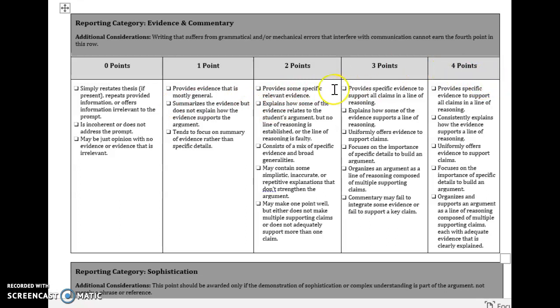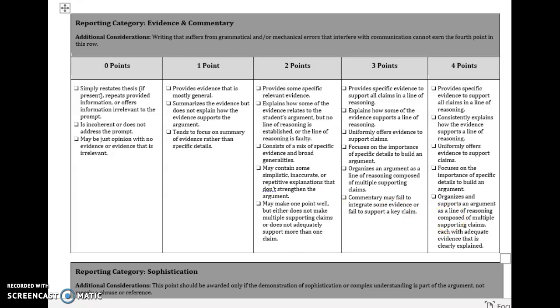Looking at the 2, does this earn a 2 out of 4? Does it provide some evidence? Does it explain how some of the evidence relates to the argument, but the line of reasoning is faulty? Does it have generalities? Does it include simplistic explanations or make one of the 2 points well? And I say, no, it does not earn a 2. It does a much better job than that.